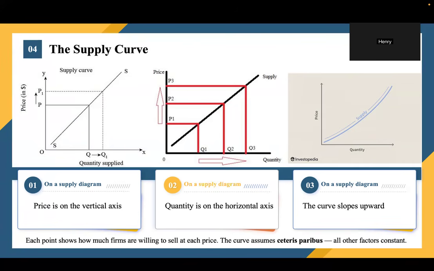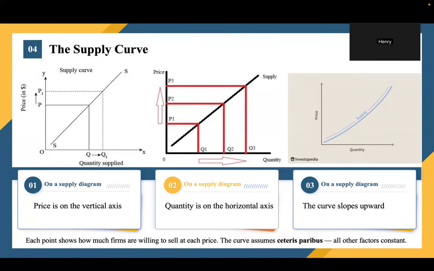There are two key features. It slopes upwards. Now, the supply curve slopes upward for several key reasons. One, profit incentives. Higher prices increase potential profit. When firms can sell their good at higher prices, production becomes more attractive, so they increase output. Two, opportunity cost. As firms produce more of a good, they must divert resources from other uses. This increases opportunity cost. So higher prices are needed to justify producing more.